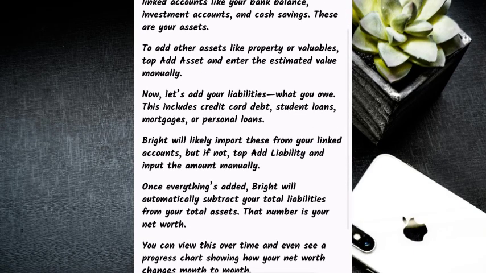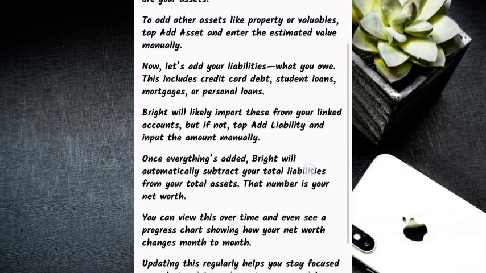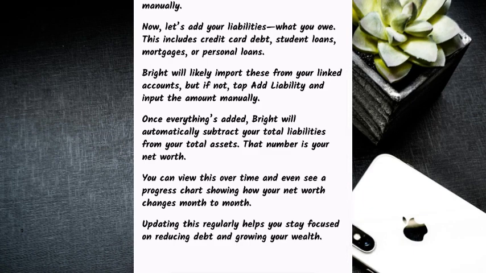Once everything is added, Bright will automatically subtract your total liabilities from your total assets, and that number is your net worth. You can view this over time and even see a progress chart showing how your net worth changes month to month. Updating this regularly helps you stay focused on reducing debt and growing your wealth.